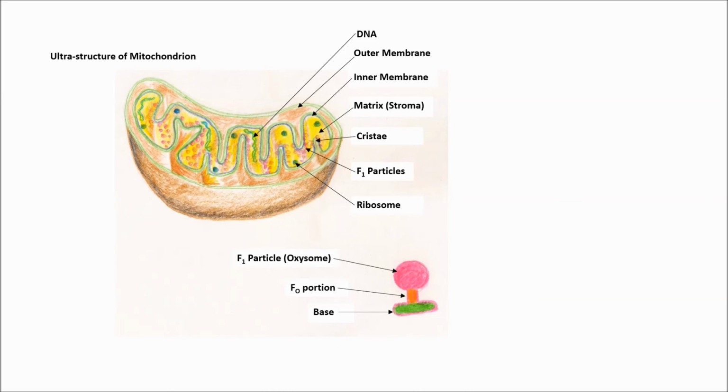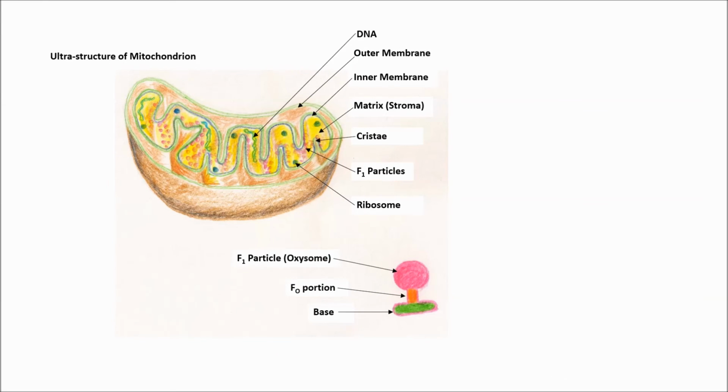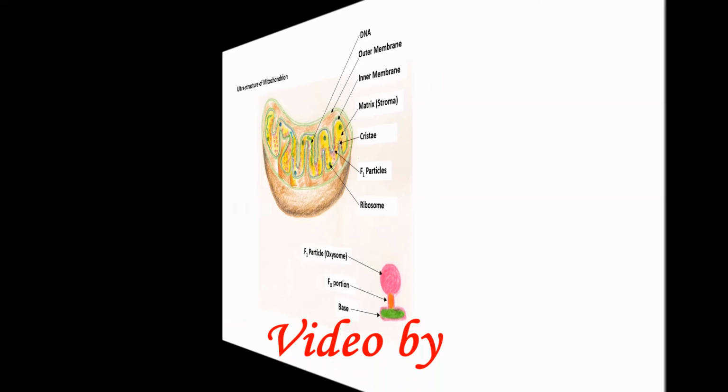In addition to that, as could be seen here, on the cristae are located certain particles which are called F1 particles. Now the ultrastructure shows that there's a base, there's a stalk which is called the F0 portion, and there's a knob-like thing that is called the F1 particle or oxysome. That is the site of the electron transfer system.